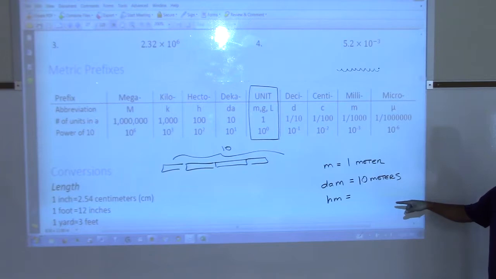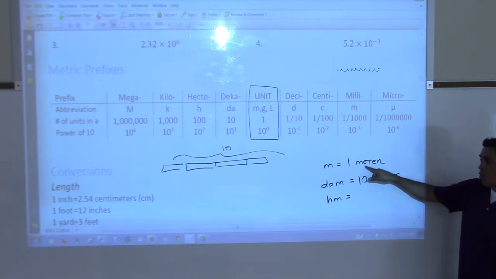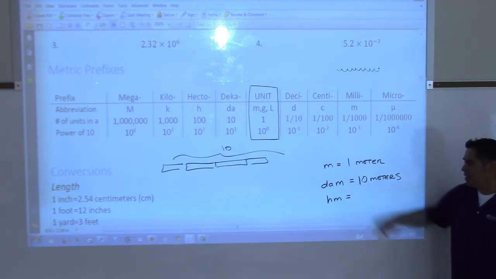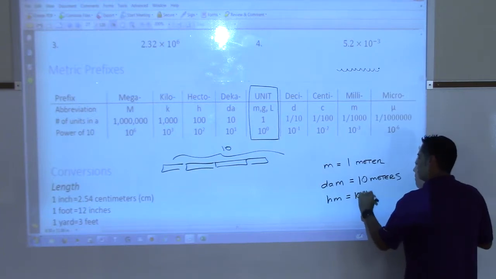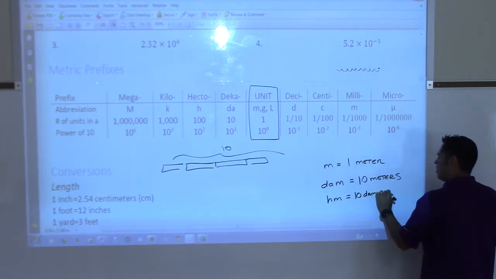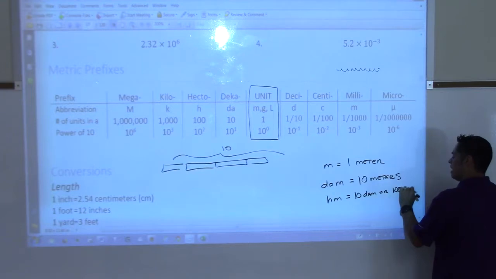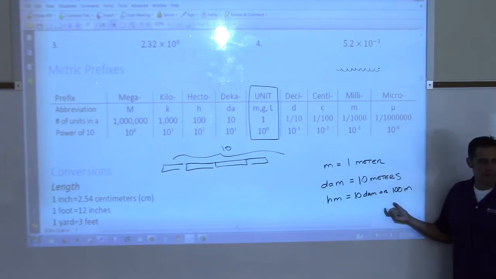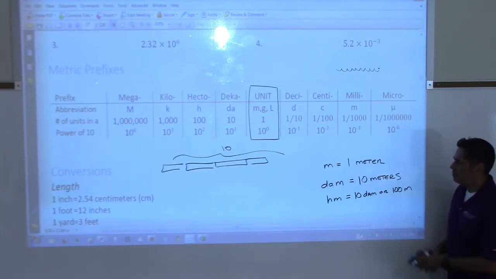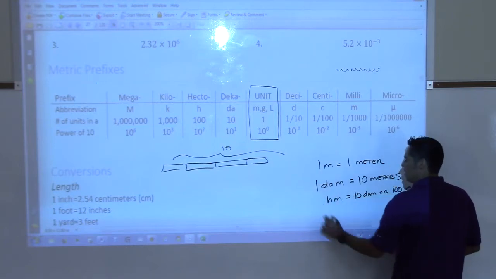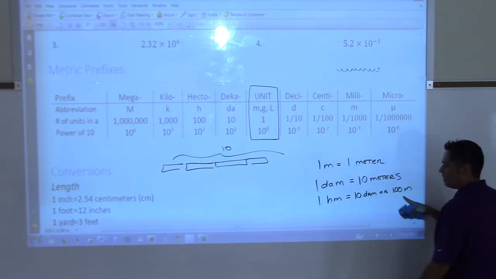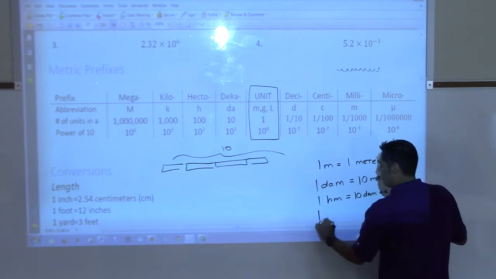100 what? 100 meters. That would be 100 meters, or you could say it's 10 of those, so this is 10 dams, or you could say 100 meters. So 1 meter is 1 meter, 1 dam is 10 meters, 1 hectometer is 100 meters. What's the next one up? Kilo? So you write K in front of M.